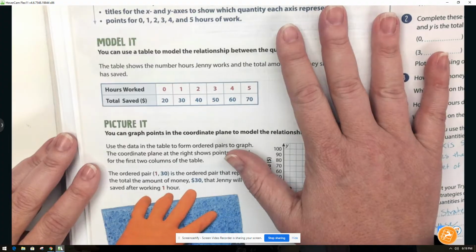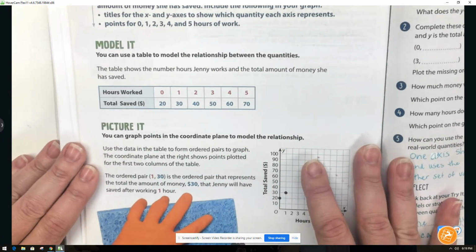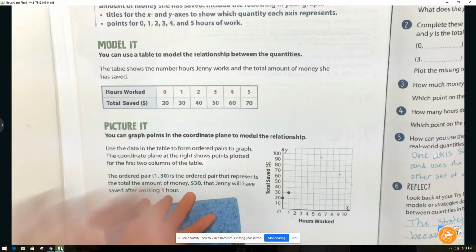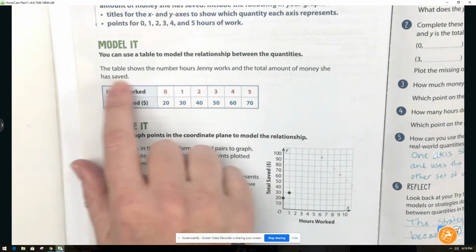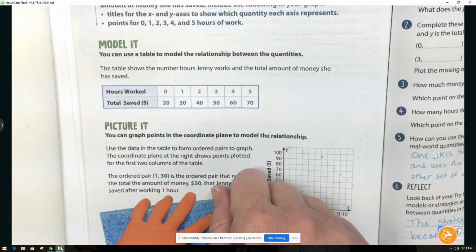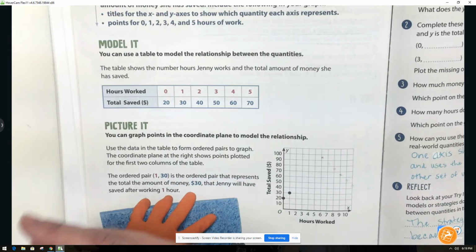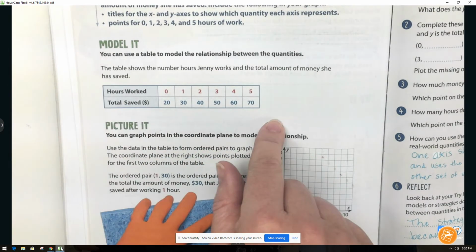So on page 670, we have the same word problem that we did on the last page, but they went ahead and they said, you know what, let's model it. Let's show this in a different way. Instead of showing it in a coordinate plane, we're going to go ahead and show it in a table. Isn't that cool? It's the same information that we graphed on the last page in the coordinate plane, but instead of doing a coordinate plane, we did it in a table.